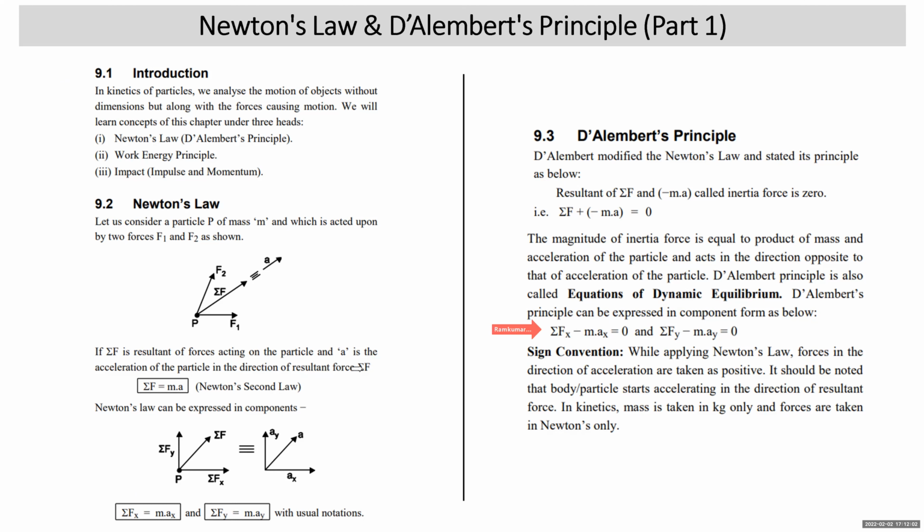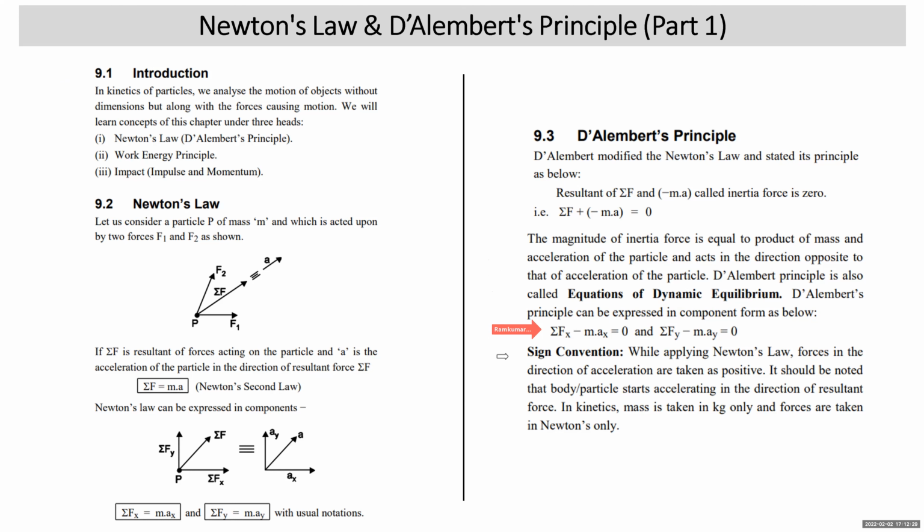Don't you think that Newton's law and D'Alembert principle are one and the same thing? The only difference is in the presentation. When you apply Newton's law, you are solving the problem by Newton's law, and the product of mass and acceleration is not shown as a force on the free body diagram. Whereas if you are solving the problem by D'Alembert principle, the product of mass and acceleration is an inertia force, which is shown on the free body diagram in the direction opposite to that of acceleration.